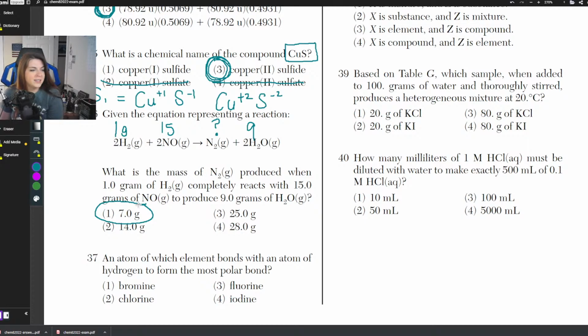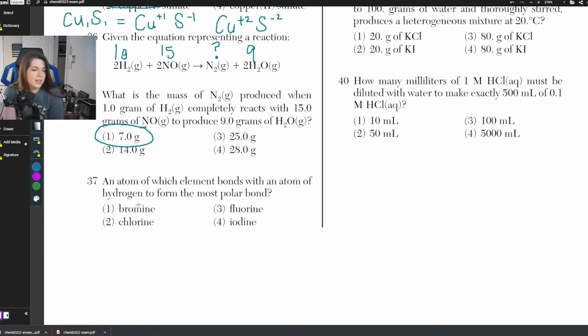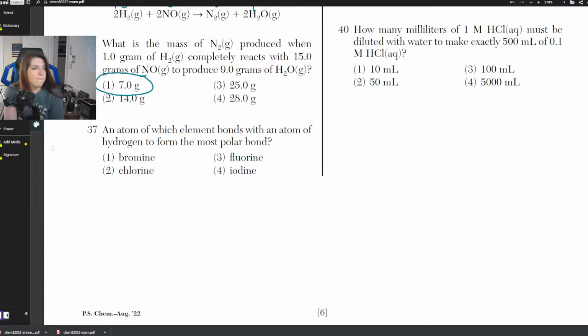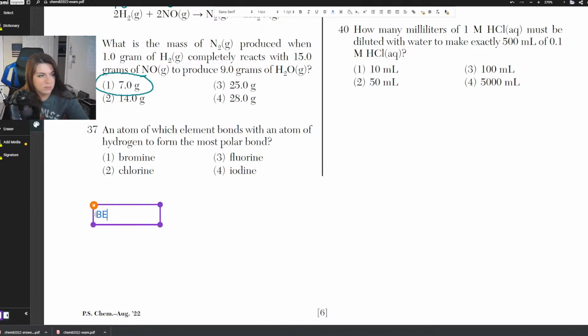Moving on to 37, an atom of which element bonds to an atom of hydrogen to form the most polar bond? This is BEND. BEND stands for bond electronegativity difference.